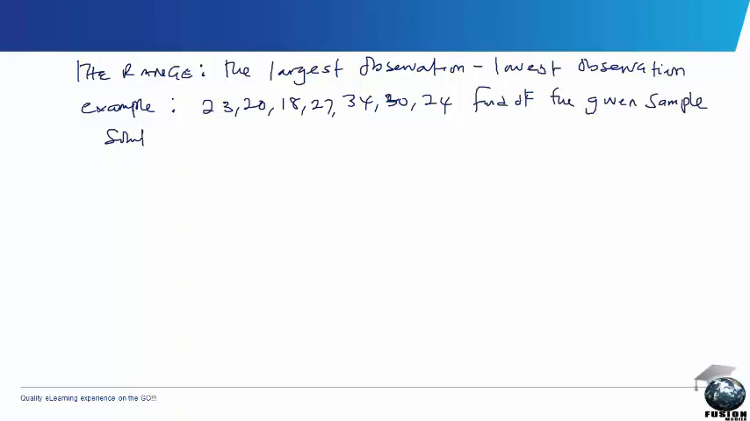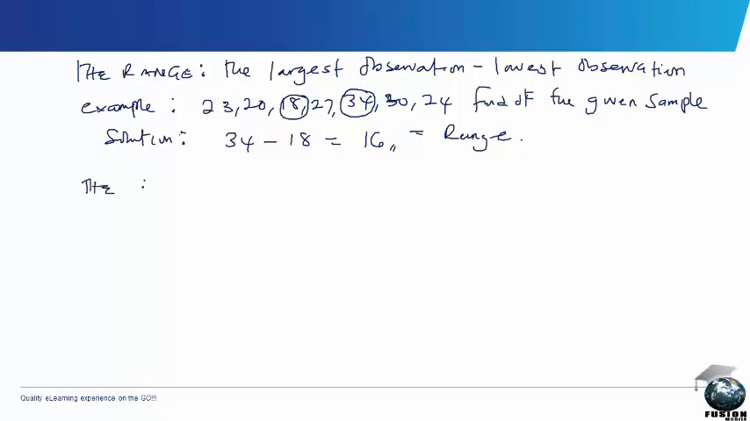All we have to do is to observe the samples very well and then pick out the largest number, here 34, minus the lowest number, 18. 34 minus 18 gives a difference of 16. So 16 is the range, which is the difference between the highest and the lowest number.